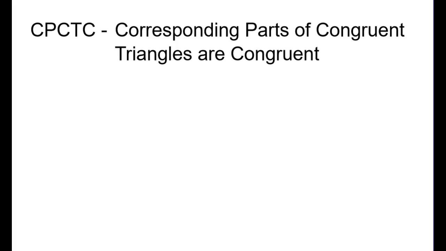Another topic, this is called CPCTC. Corresponding parts of congruent triangles are congruent. So part of what we're going to do in some of these proofs coming up, if we can show two triangles are congruent, that means all 6 individual parts, the 3 corresponding angles and the 3 corresponding side lengths, must be congruent as well. That's called CPCTC.